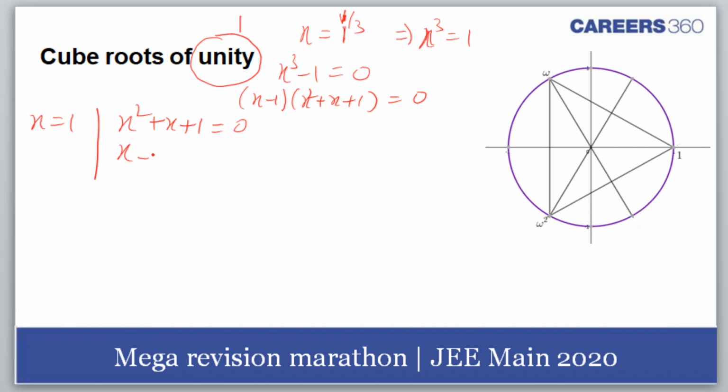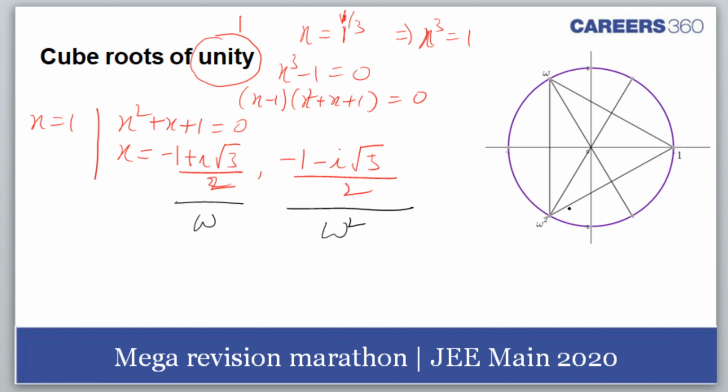So when I solve this by the b square minus 4ac method, I get x as minus 1 plus iota root 3 by 2, and under root minus 1 I'll write as iota. And the other root would be minus 1 minus iota root 3 by 2. The first value, minus 1 plus iota root 3 by 2, is known as omega. If I square it, I get this value, omega squared. Okay. 1, omega and omega squared. These are the cube roots of unity.